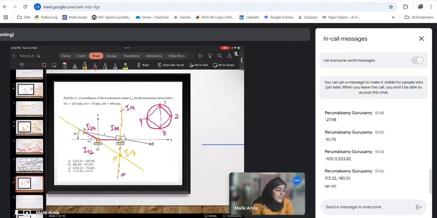Okay. Now what we need to do is we simply need to find the coordinates of this point P, or basically if we find the length of OP, then we can write that in the form of the coordinates. So can you give it a try to figure out how we should find I13?